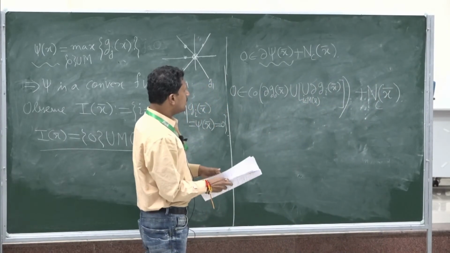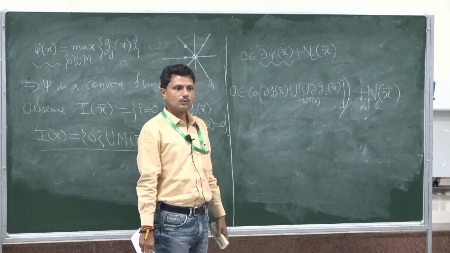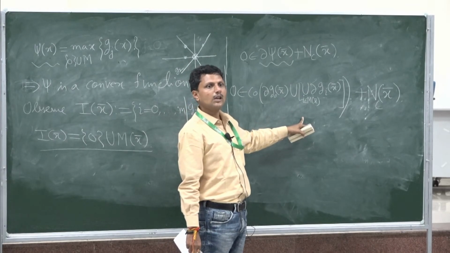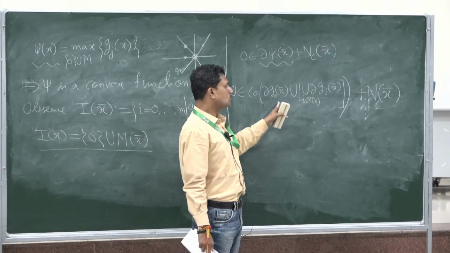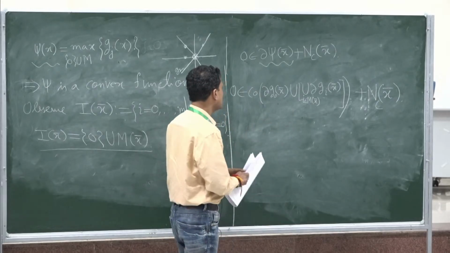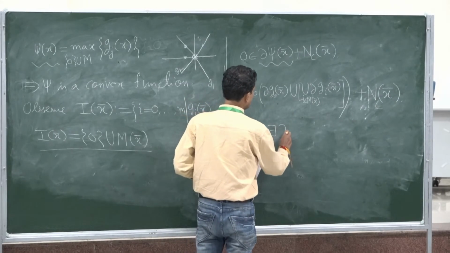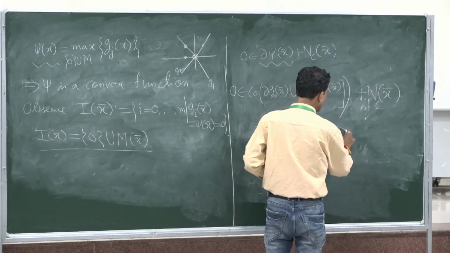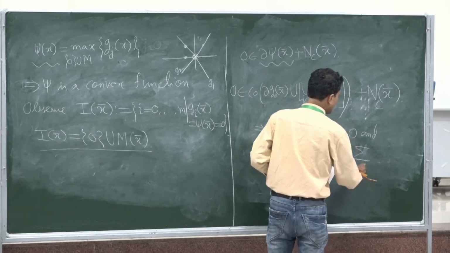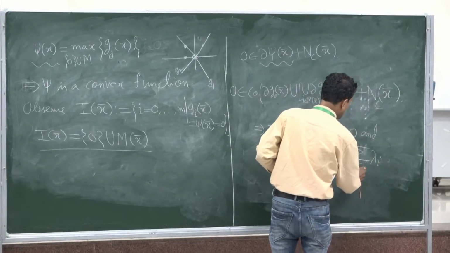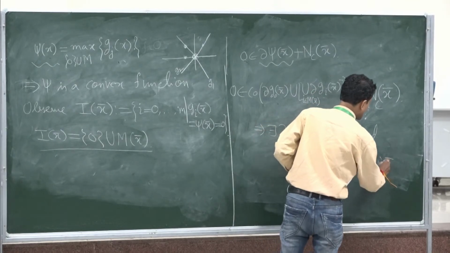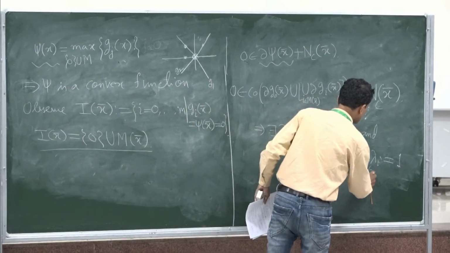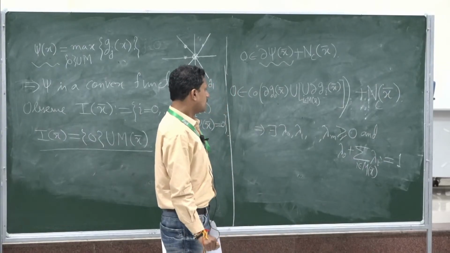And this actually gives the result we wanted to prove. It is immediate from this because this is the convex hull. It means there will be multipliers greater than or equal to 0. There exist lambda naught and lambda i, greater than or equal to 0, and the summation of lambda i, i in m of x bar, and lambda naught is equal to 1 because of the convex hull. So this is 1.